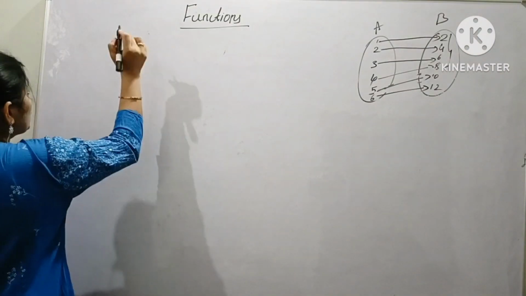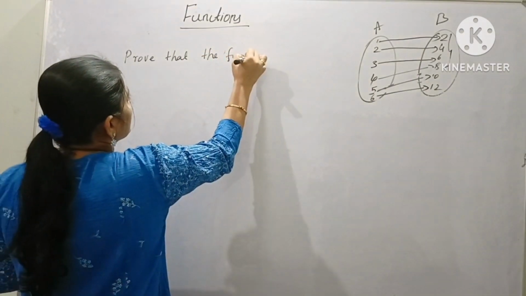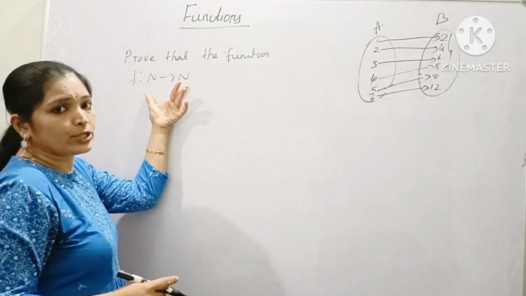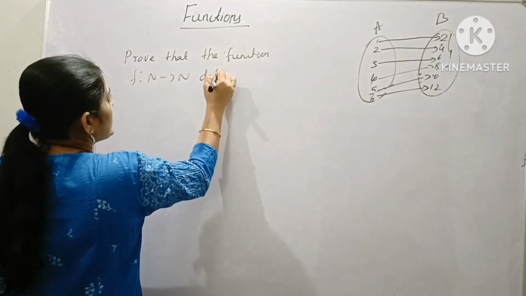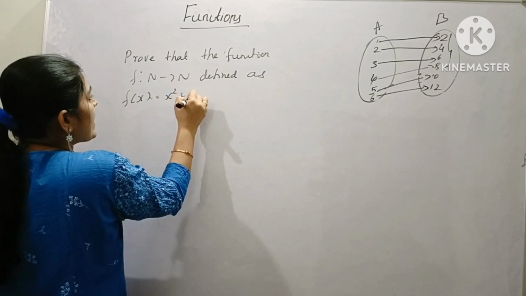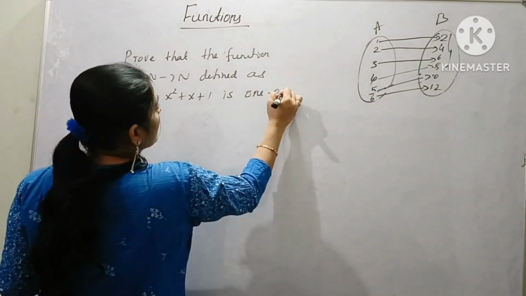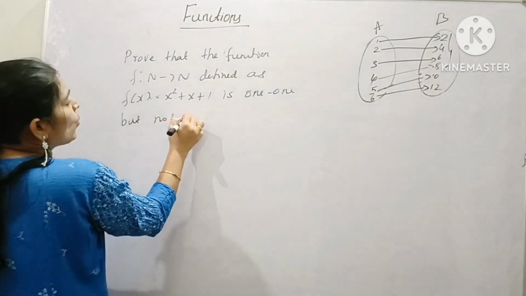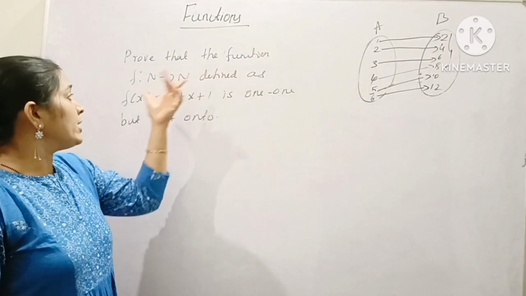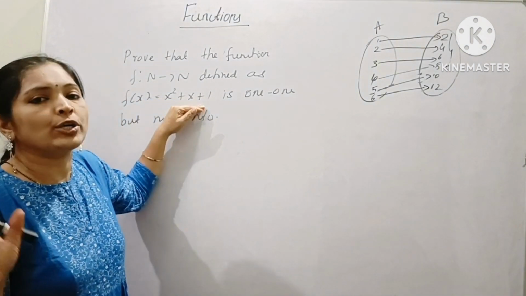Here, prove that the function f from N to N, N means the set of natural numbers, defined as f of x is equal to x square plus x plus 1, is one-one but not onto function. We have to prove that the given function f from N to N defined as f of x is equal to x square plus x plus 1 is one-one but not onto function.